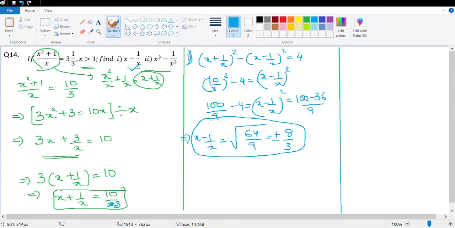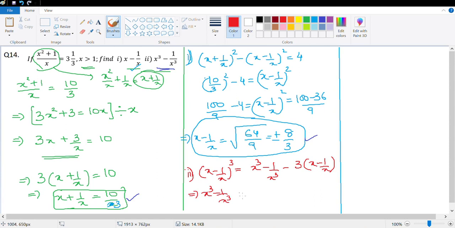So first part of the question done. For that, we first figured out the value of x plus 1 upon x, then we calculated x minus 1 upon x. Next, x cube minus 1 upon x cube. For this, we will have to cube the x minus 1 upon x. So this is x minus 1 upon x the whole cube is equal to x cube minus 1 upon x cube minus 3 times x minus 1 upon x, which gives me x cube minus 1 upon x cube is equal to x minus 1 upon x the whole cube plus 3 times x minus 1 upon x. Let's substitute values.